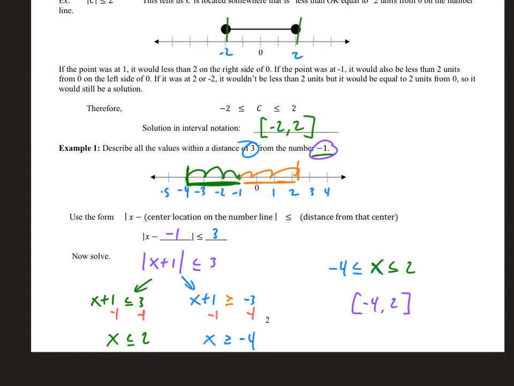Your answer will look like this. You're going to just have to write that out. It'll give you a problem like this, and you'll need to write the inequality. You don't need to do the rest of it.